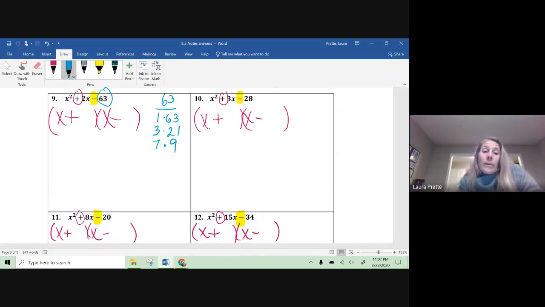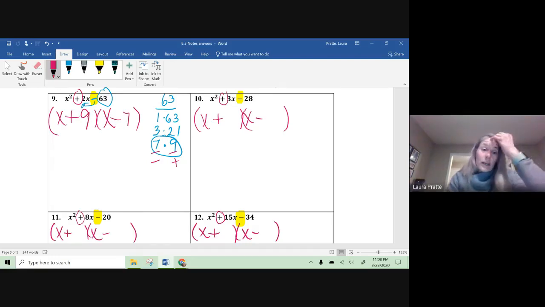Now, which of these pairs subtract to get a 2? That's how you figure out the numbers. So which of these pairs could you subtract to get a 2? 7 and 9. Now remember what I said, the bigger of these two numbers is going to get the plus, the smaller will get the minus. So it's going to be positive 9 and negative 7.